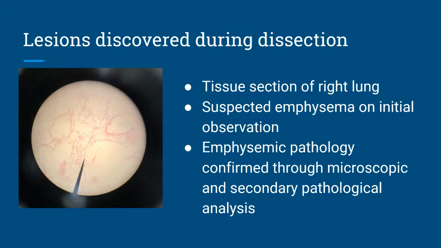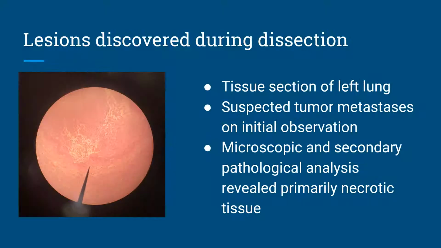So after doing tissue dissections of his lung tissue, we were able to confirm what we suspected was emphysema in his right lung. It was very apparent on microscopic analysis, the alveolar wall destruction. We were able to confirm after consulting with a pathologist that this was indeed emphysema present in this lung tissue.